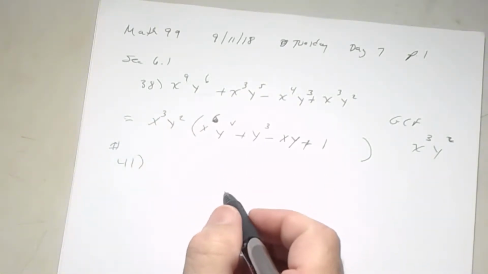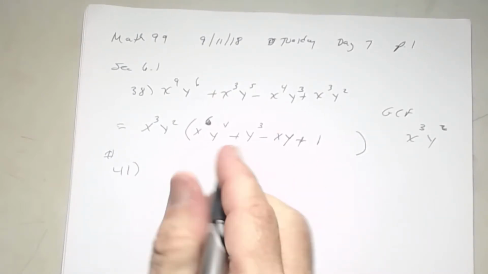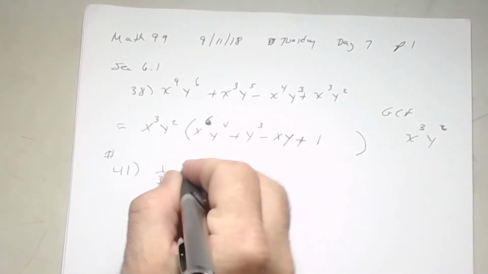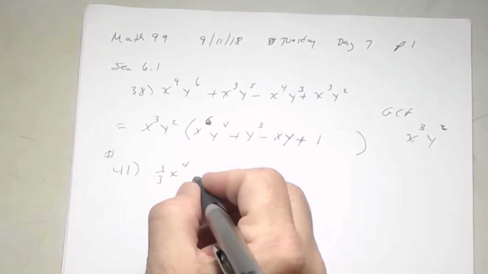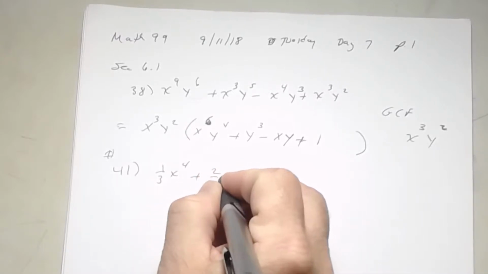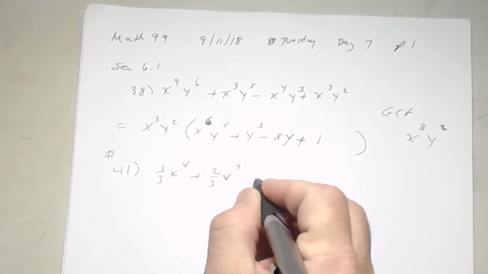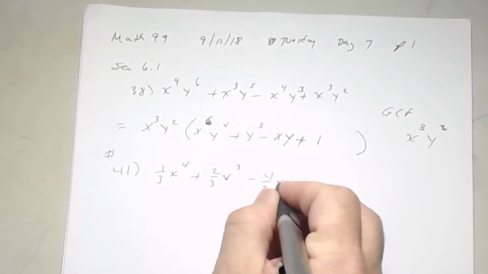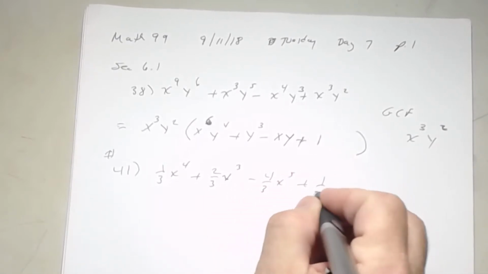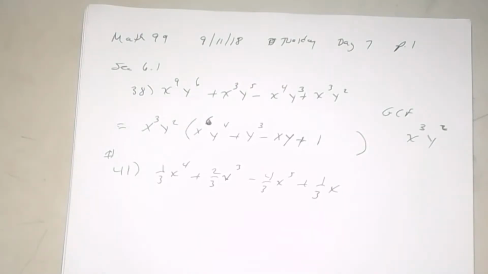You have one like that on the worksheet. So it looks like this: 1/3 x to the 4th plus 2/3 x cubed minus 4/3 x to the 5th plus 1/3 x. Now the good thing with that is that the fractions, the coefficients, all have the same denominator, so it's easy to figure out. So the GCF for the coefficients is going to be 1/3. Okay, 1/3.